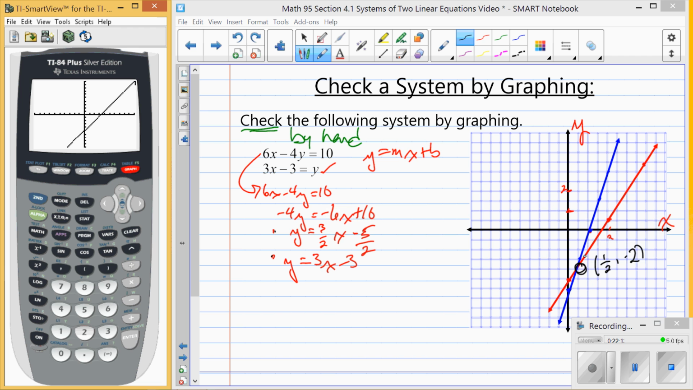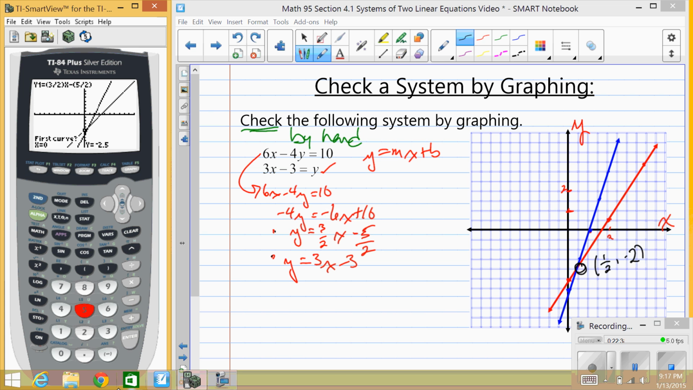So there's one of my two lines, and there's the other one. Now, your calculator is very smart, and it will calculate the intersection of these two lines for you. So go into Second, Calculate. It's the option right above Trace. And option number 5 says Intersect. So I'm going to hit Enter on 5.